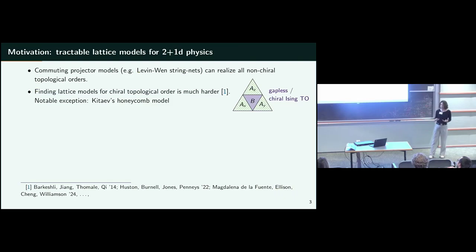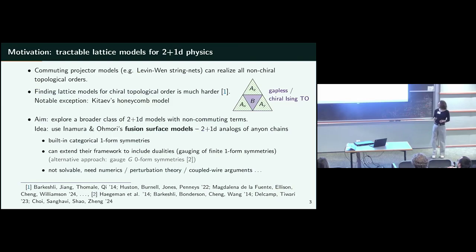Now, Kitaev's honeycomb model is very special. And in my talk today, I want to explore a broader class of 2+1 dimensional models, which also are not of the commuting projector type. Now, the big disclaimer is that these models are not exactly solvable as far as I know.